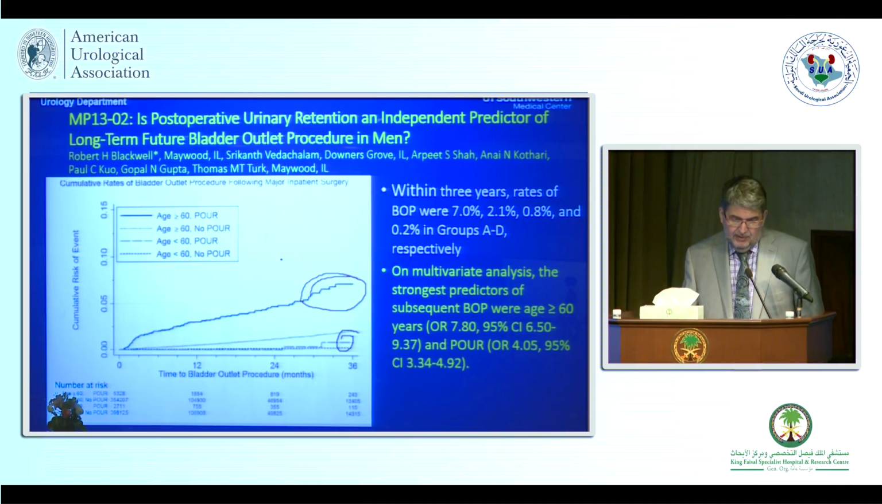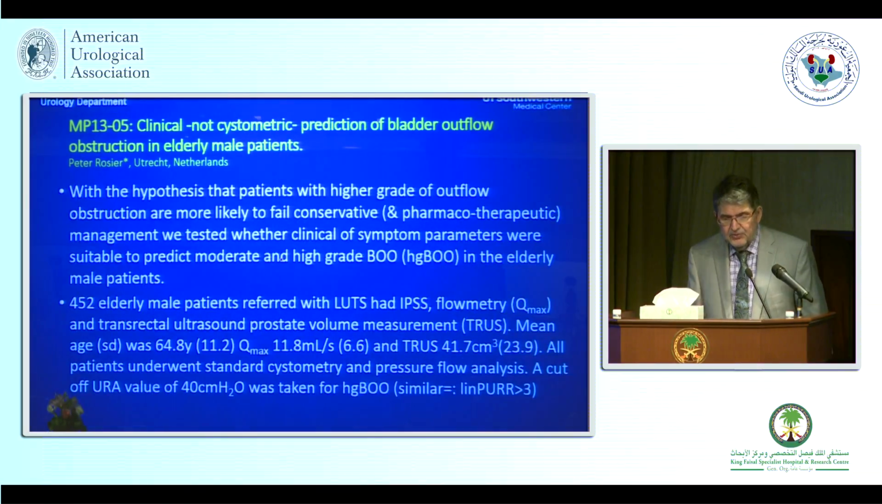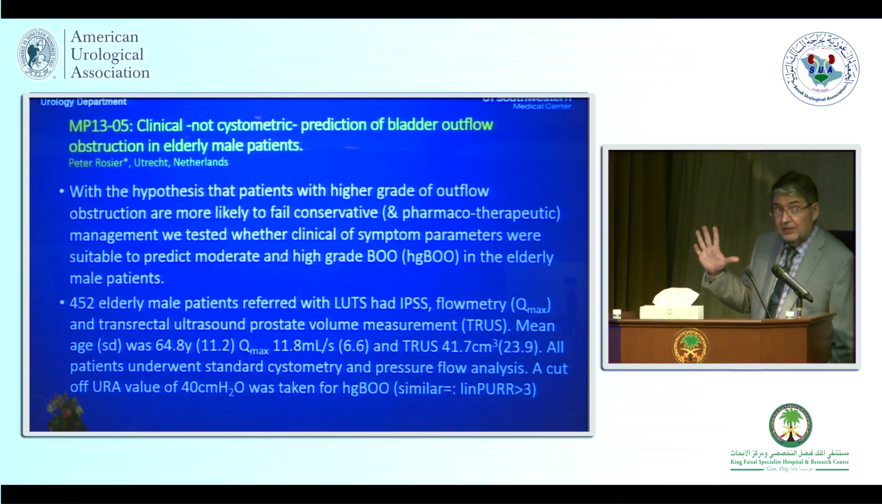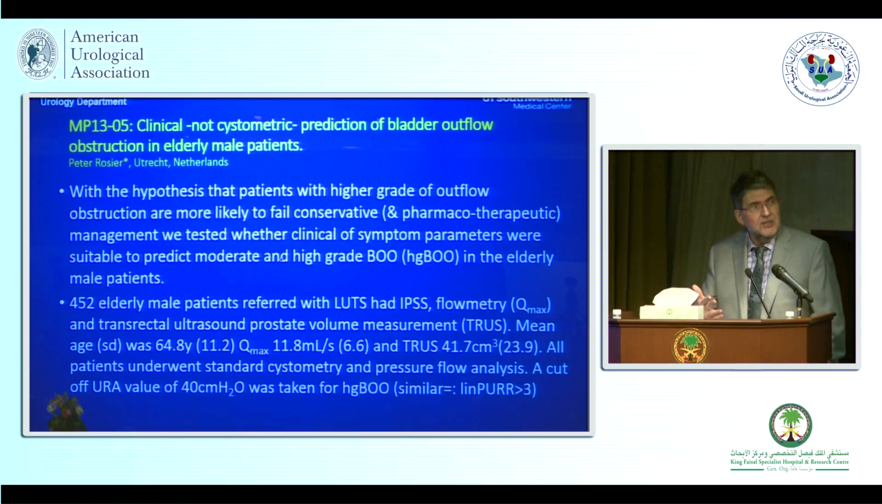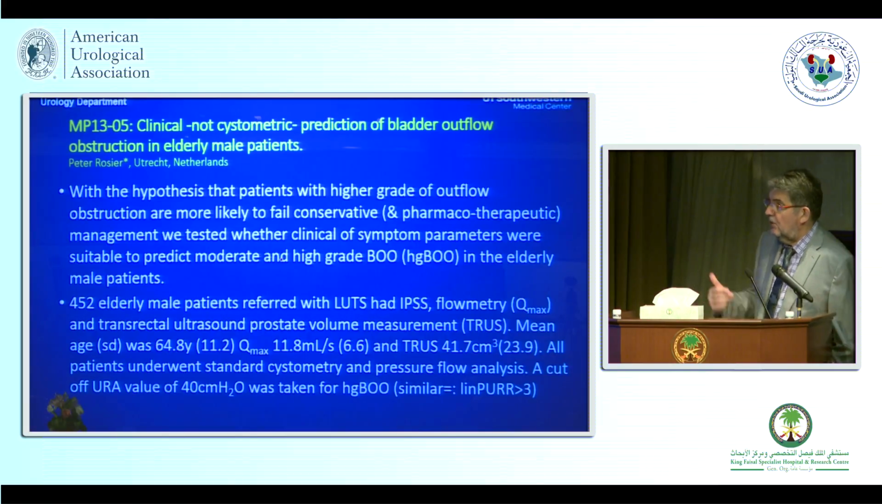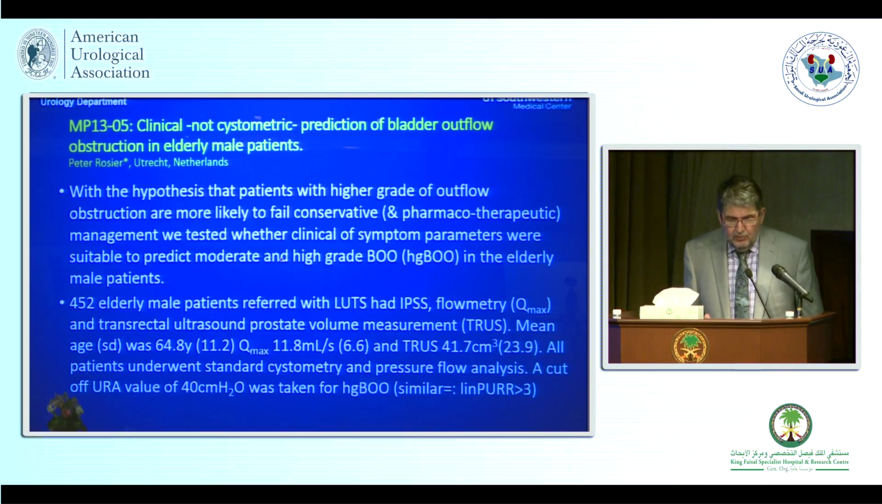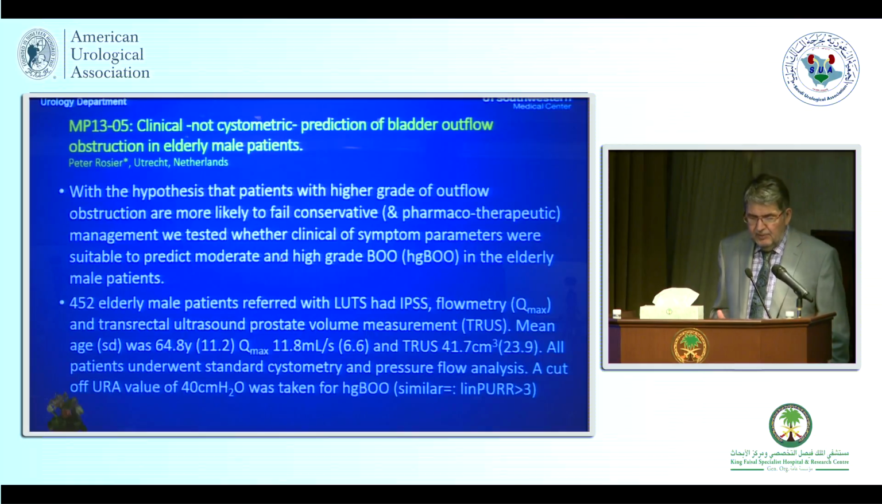And so I use that. I think I can tell that to my patient. I can say, look, your odds of having a prostate procedure is a little bit higher than the average guy. So maybe you want to investigate that, look at the size of your prostate, or have you come in for a flow rate. Now, Peter Roger from Utrecht, Netherlands, asked the following question.